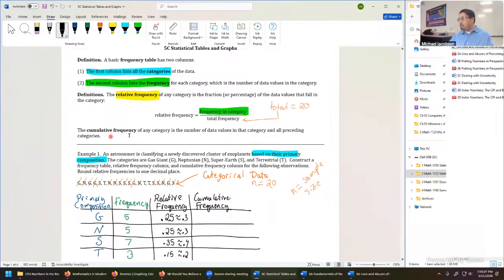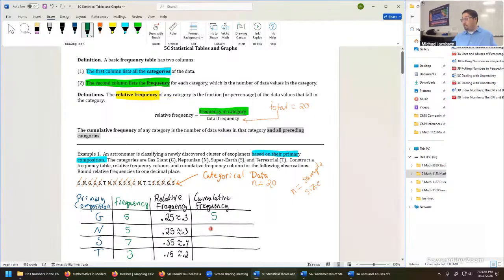The cumulative frequency of any category is the number of data values in that category and all preceding categories as well. So if we're right here on this cell, and we want cumulative frequency, it's the data values in this category, 5, plus all the preceding ones, except there's none, which means we would just have a 5 on that cell.